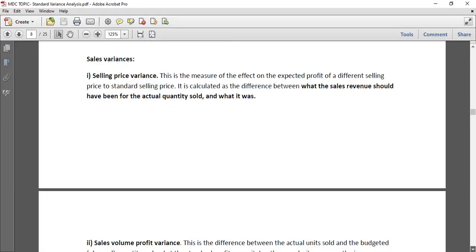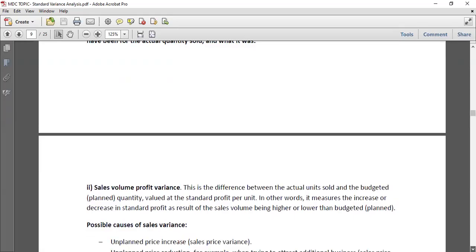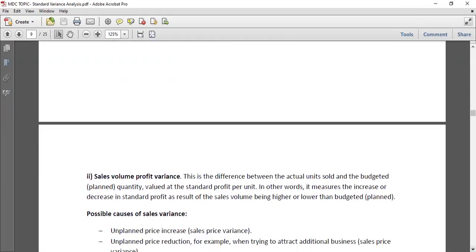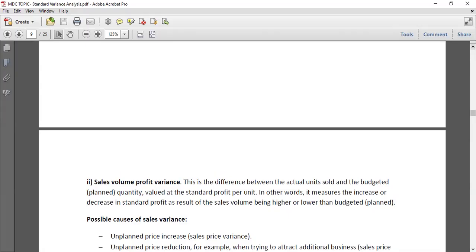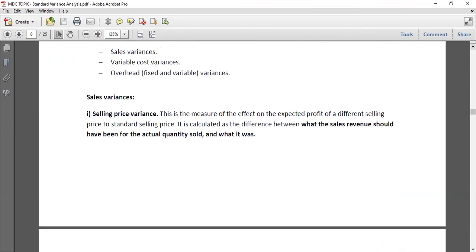All right, and then we proceed to what we call the sales volume profit variance. Sometimes they may call it sales volume variance. Like I said, sales revenue is influenced by two things: the price and the quantity. Remember, up there we determined the sales price variance, and here we are determining the sales volume profit variance. So take note of these two words.